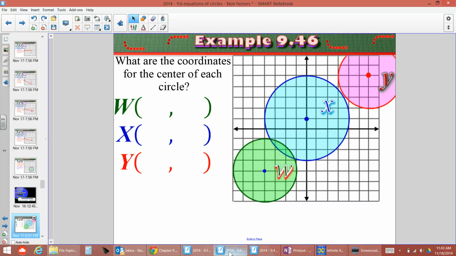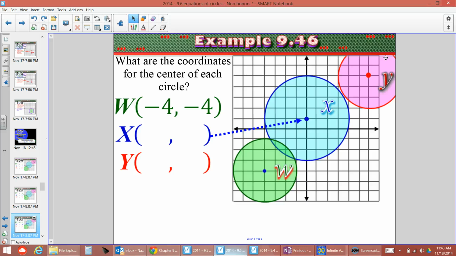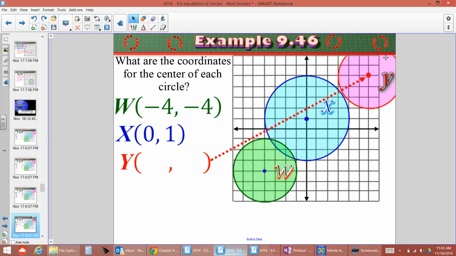Let's see what else we got. Example 9.46, we've got 3 circles. What are the coordinates for the centers? This one's pretty easy. We just have to find the coordinates over and up. So for W, it looks like we go left 4, down 4. So negative 4, negative 4. X, we go up 1. Y, we go right 6, up 5.